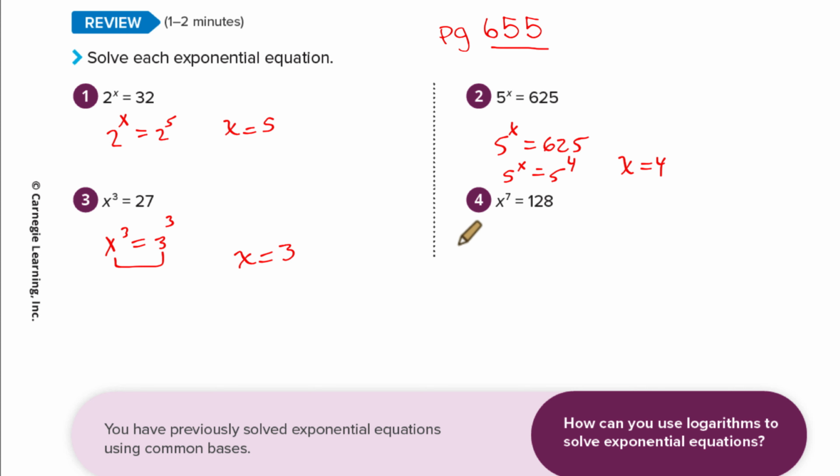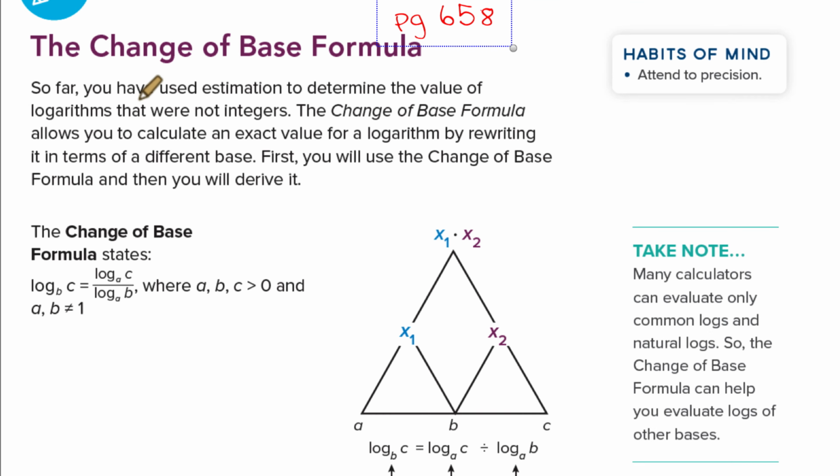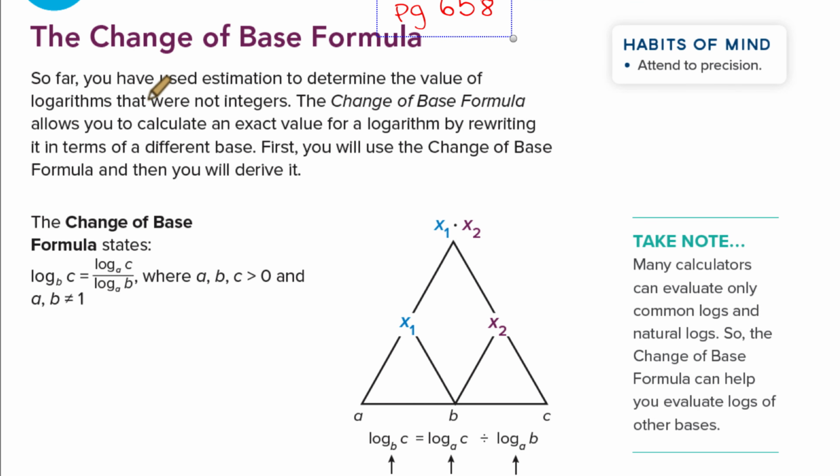And then lastly here, some number to the 7th power equals 128. That's got to be a tiny number because to the 7th power, come on, x is going to equal 2 for that one. So that's all review, right? I mean, that's using a common base to solve these. Easy enough.